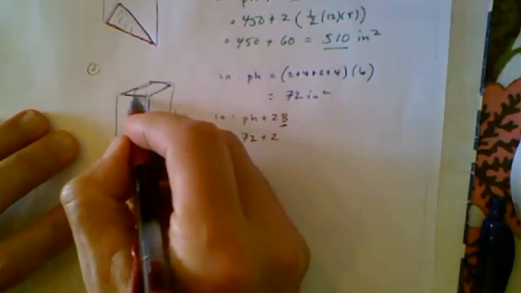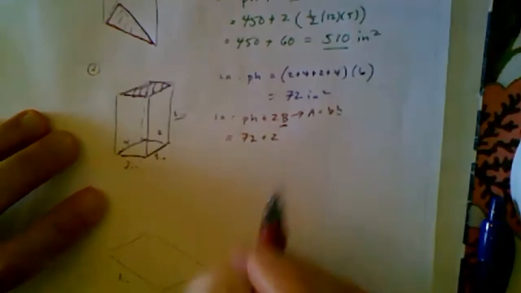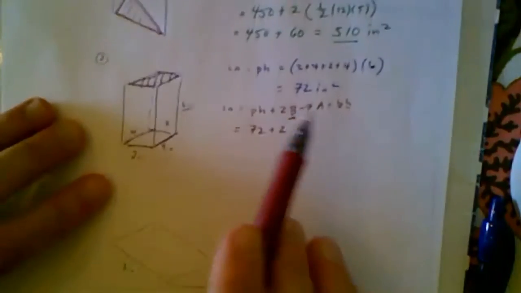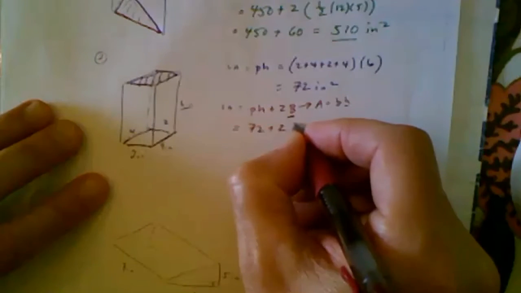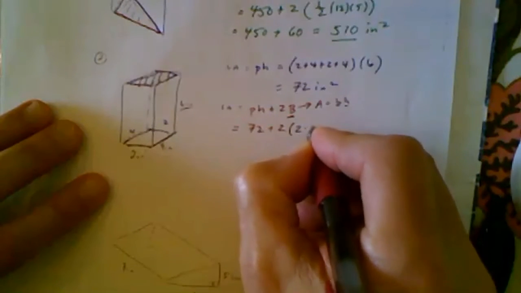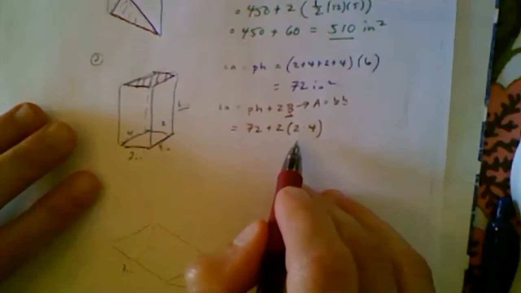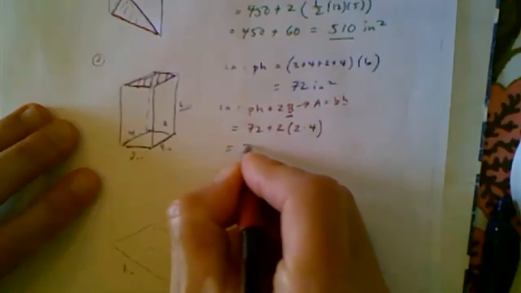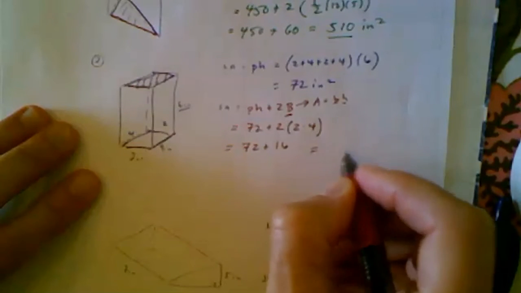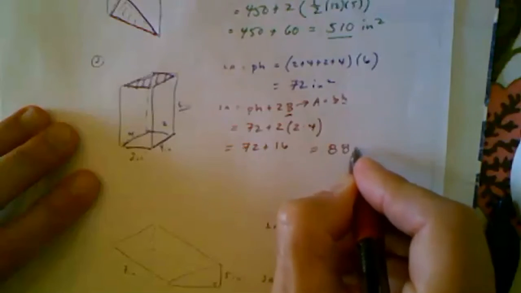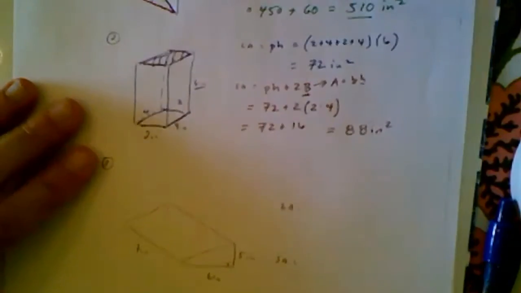So the base here now is that rectangle. Remember that a rectangle is base times height. So instead of using 1/2 the base times the height like we did up here because they were triangle bases, I'm just going to use base times height because now the bases are rectangles. So let's do that. 2 times big B, which is going to be what? 2 times 4. So that's going to be what? 8 times 2 is 16. And then I got to add on 16 to 72. And so that's equal to 88 inches squared. So that's the total surface area of that prism.